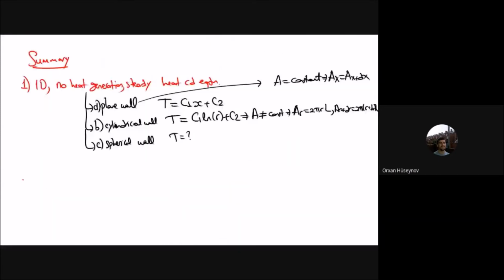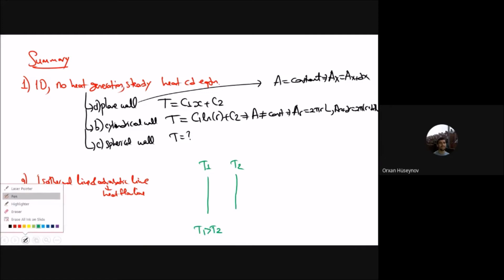Okay. Just let me summarize this part too. We have said that you have the isothermal line and the adiabatic line. And this adiabatic line is also called the heat flow line. We have said that the temperature is T1 here, and the temperature is T2 here, where T1 is greater than T2. Due to that temperature difference, heat will flow from this one to that one. Okay. And these are the isothermal lines.